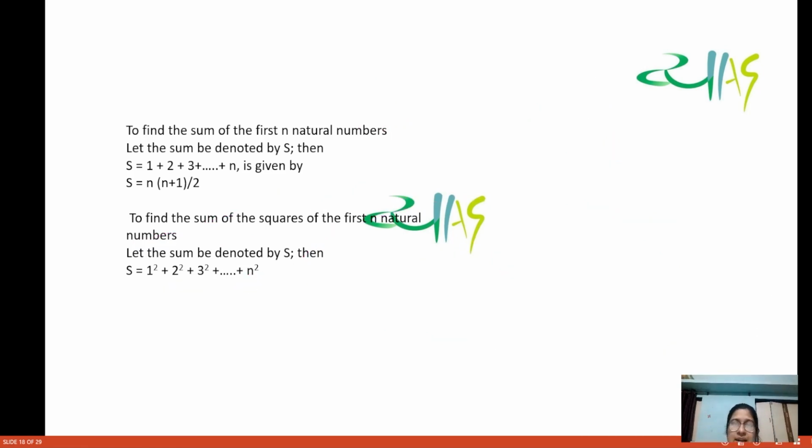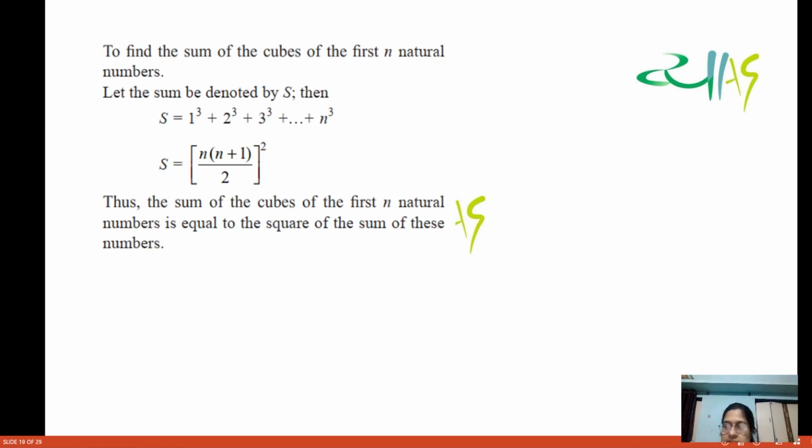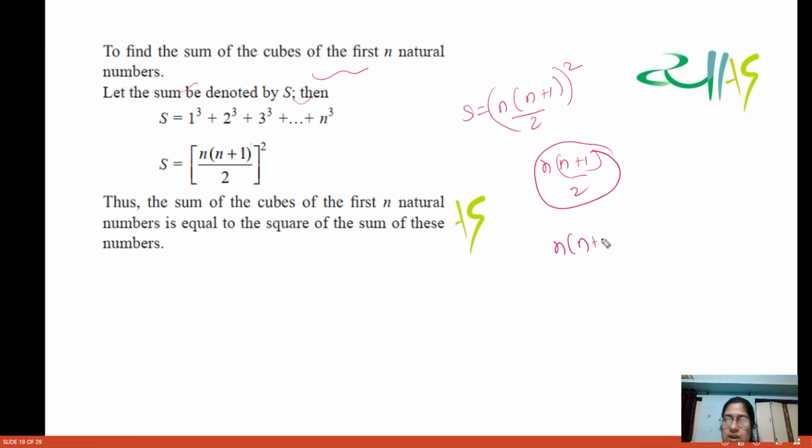Now look at this. To find the sum of the cubes of first n natural numbers, आपको चाहिए. So what will be that? The formula is [n(n+1)/2] whole square. ठीक है, तो n(n+1)/2 जो है आपका sum of first n natural numbers है, इसी का आप whole square कर देंगे तो आपको sum of first n cubes मिल जाएगा. So this is a formula which you will have to memorize, because अगर ये question में आया है ना.